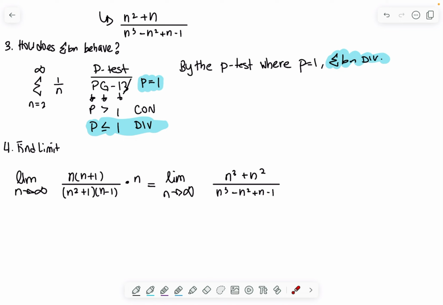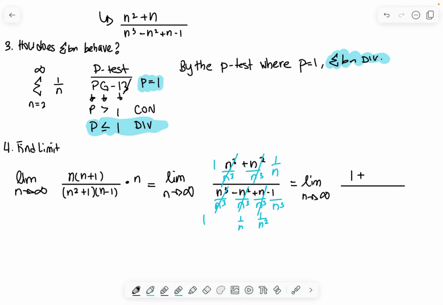And so now we have a really nice, beautiful rational fraction, and we know how to deal with those. We just divide every term by the term with the highest power in the denominator, and so that's n cubed. So we're going to divide every term by n cubed. So this cancels out to be 1, this cancels out to be 1, this becomes 1 over n, this becomes 1 over n squared, this becomes 1 over n. So we have the limit as n approaches infinity of 1 plus 1 over n over 1 minus 1 over n plus 1 over n squared minus 1 over n cubed.